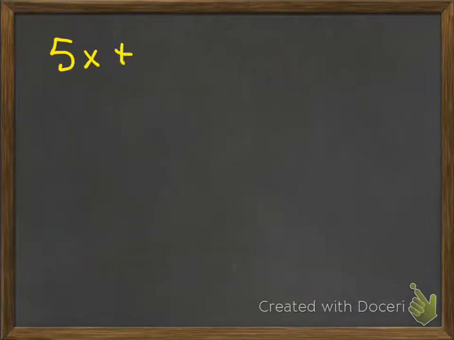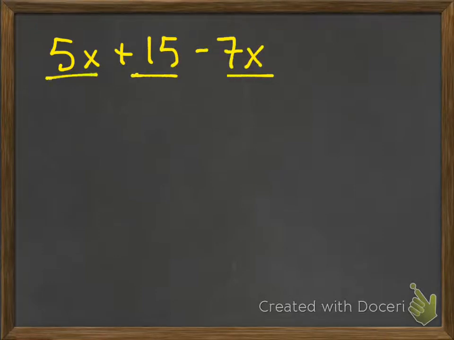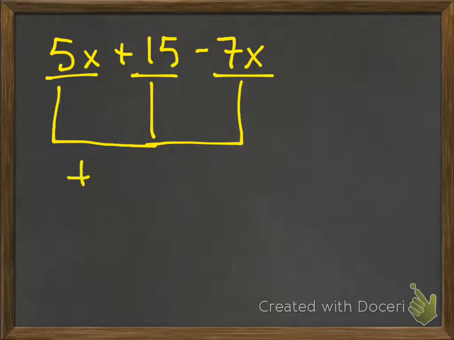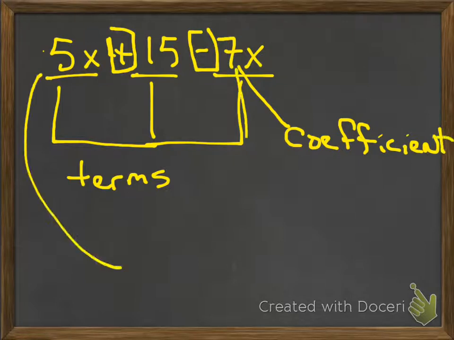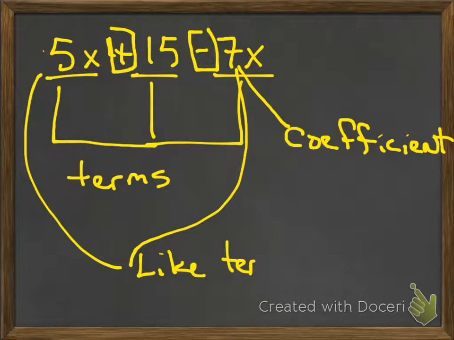Okay, so let's look at something else here. This was from our simplified expression. All three of those, the 5x, the 15, and the 7x, are terms. Notice they're separated by pluses and minuses. Then I could say the 5 and the 7 are coefficients. And I could also say the 5x and 7x are like terms. So it's very important to know what those are.